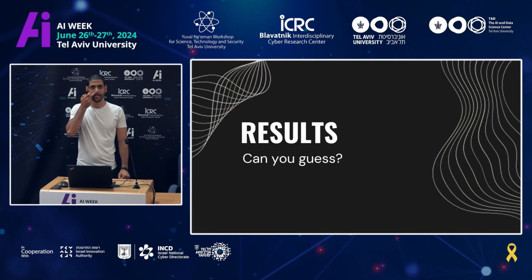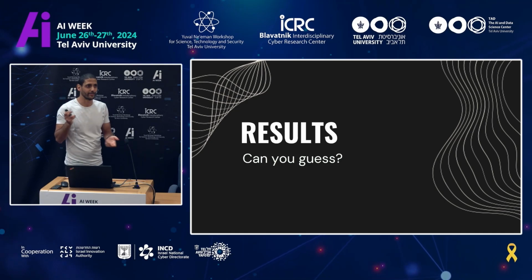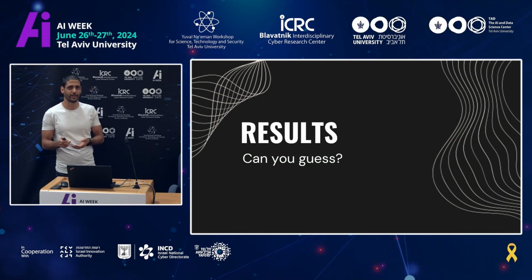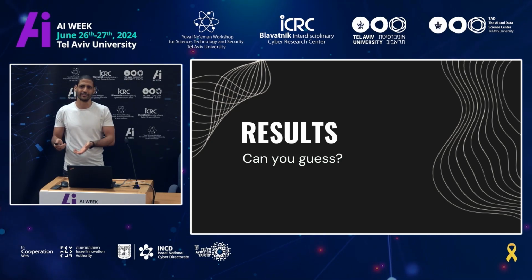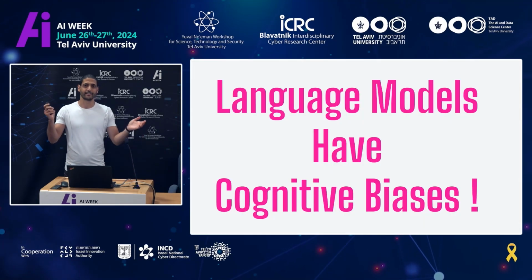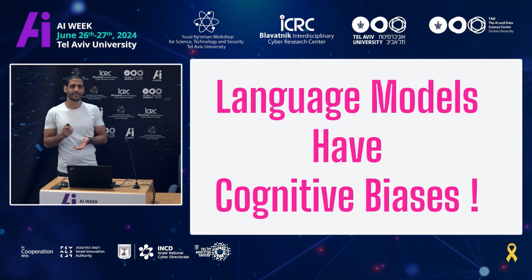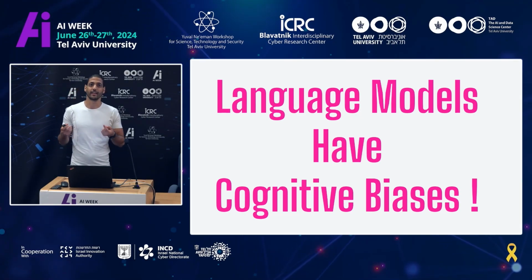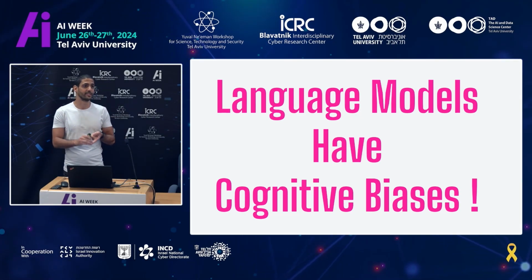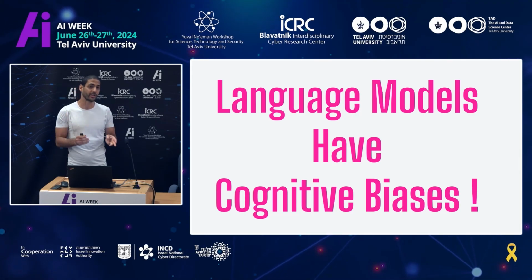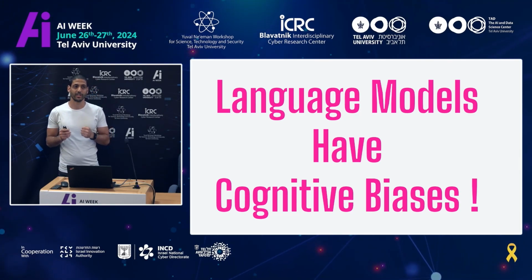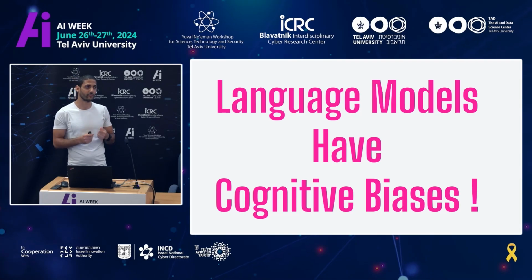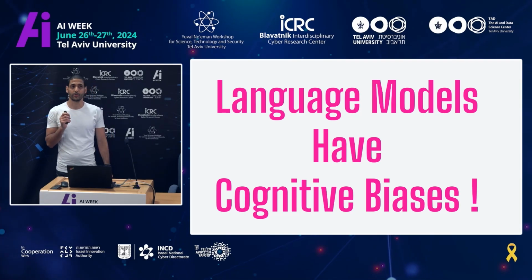Okay, so the results, by now you probably all guessed it. I wouldn't come here and talk to you about the cognitive biases if models didn't have them. So yes, the result is that language models do have cognitive biases, and cognitive biases which relate to decision making, reasoning, and risk calculation, all applications that have real impact in real-life usage of language models. And this is very cool and exciting.